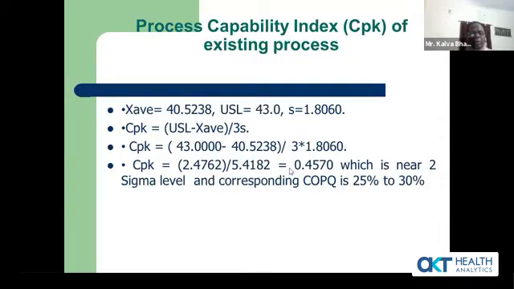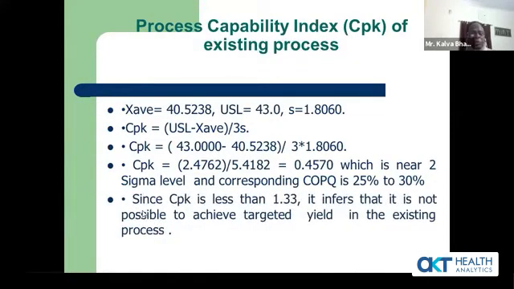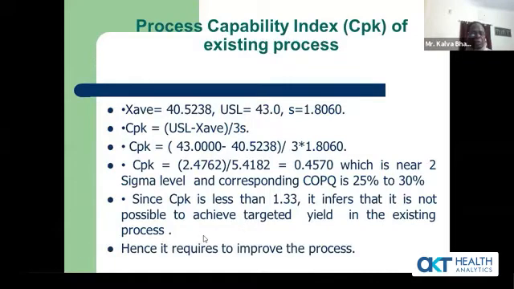The quality built in was not at all sufficient. That's why, since CPK is less than 1.33, it infers that it is not possible to achieve the targeted yield output in the existing process. Hence, it requires improving the process.